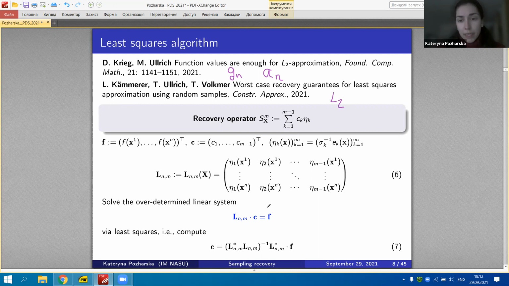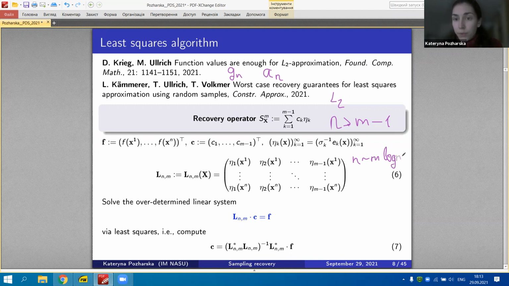So we introduce this matrix L_{n,m}, the rows of which consist of eta evaluated at the points x_1 to x_n, and solve the overdetermined system via least squares. Why is the system overdetermined? Because usually we take the number of samples, which is the number of points, to be bigger than m minus one. So we have the so-called oversampling, and we have more points than functions eta. And usually we have logarithmic oversampling, so this n is of order m log m.